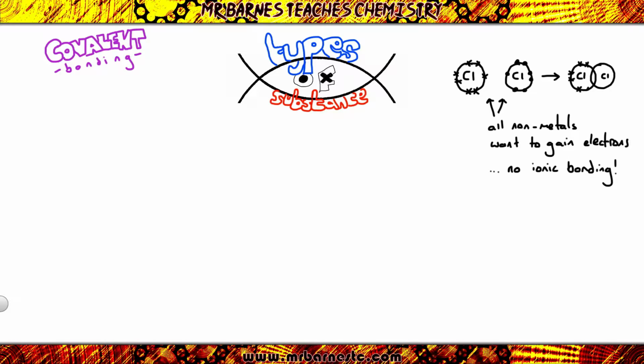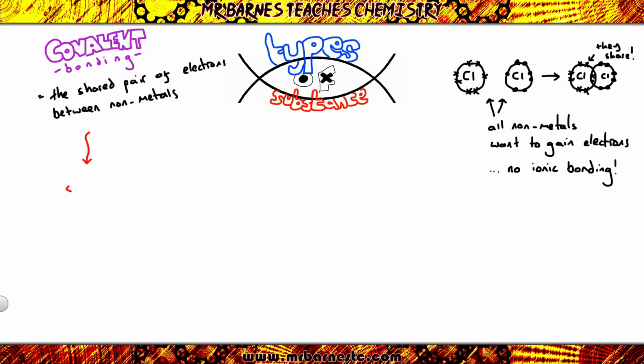They do that by overlapping shared pairs of electrons. That is your definition of a covalent bond: the shared pair of electrons between nonmetals. As I said, there are two different types of covalent compounds, simple covalent molecules and giant covalent molecules. The simple covalent molecules only contain a few atoms, so CO2 has 3 atoms, H2O has 3 atoms, Cl2 has 2 atoms, C60 has 60 atoms. Usually if it's less than 100 atoms, we say it's simple covalent.